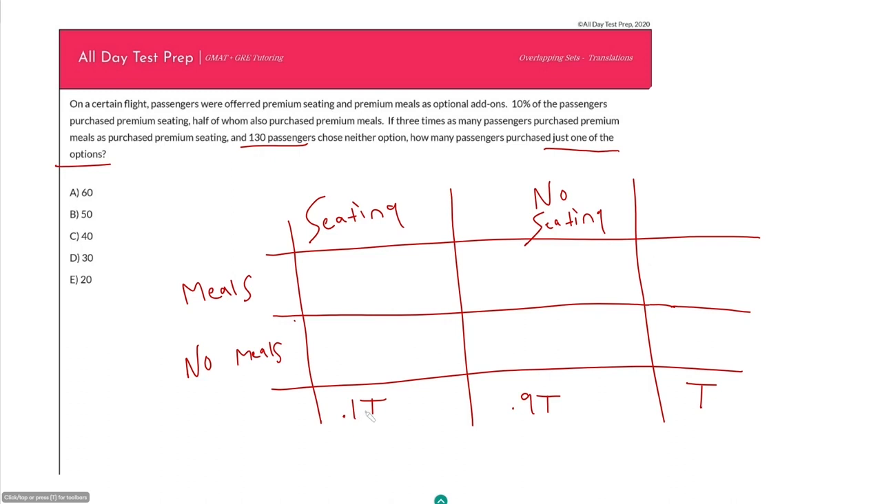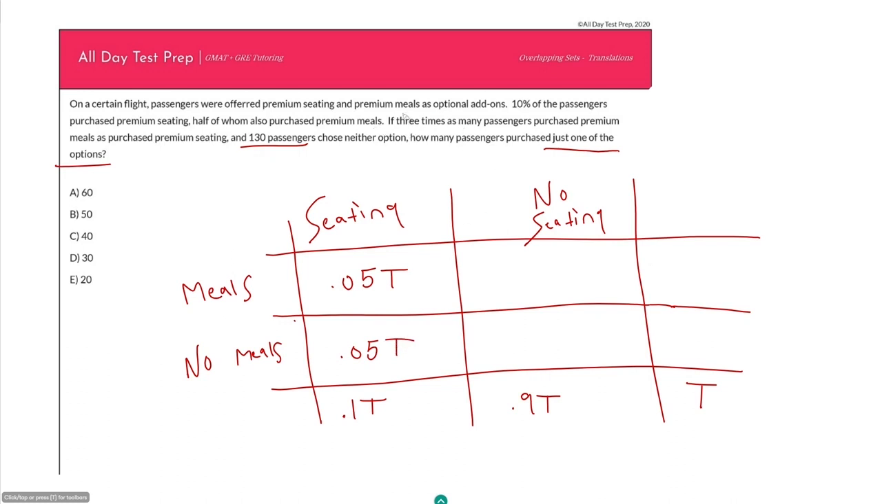And so 0.1 T, this is 1 over 10. And so half of that should be 1 over 20, which is also 0.05 or 5%. This here will be 0.05 T. And so if half of these people got the premium meals, half of them did not get the premium meals, we got another 0.05 T here.